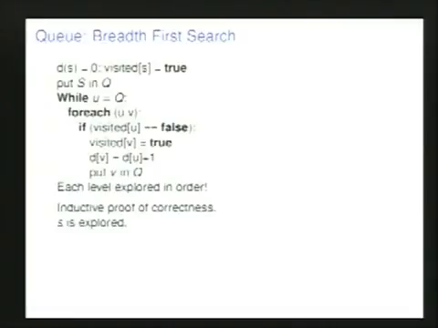So it's explored before everything else. After S is explored, the queue, we're going to use this inductive property. The queue has all distance 1 nodes. When you're done exploring S, which is the 0th level, you have the whole 1 level. You have all the 1 nodes in the queue when S is explored.